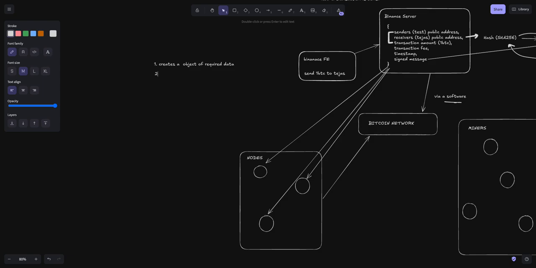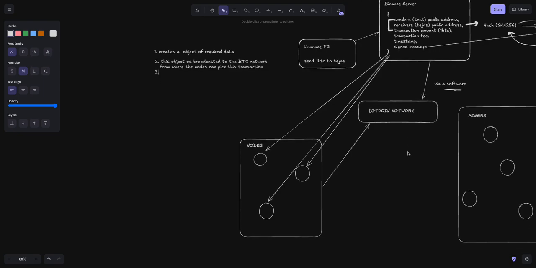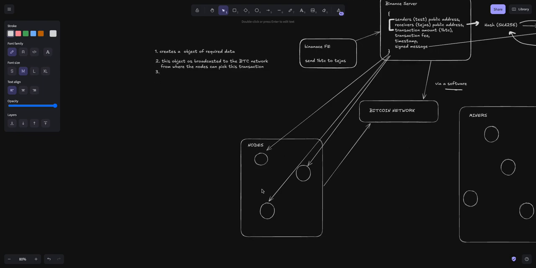Then what happens after the object is created? This object is broadcasted to the BTC network, from where the nodes can pick this transaction. Why do they pick? We will come to this just now. Cool. Now, once this data is broadcasted to all the nodes or required nodes available, what happens?